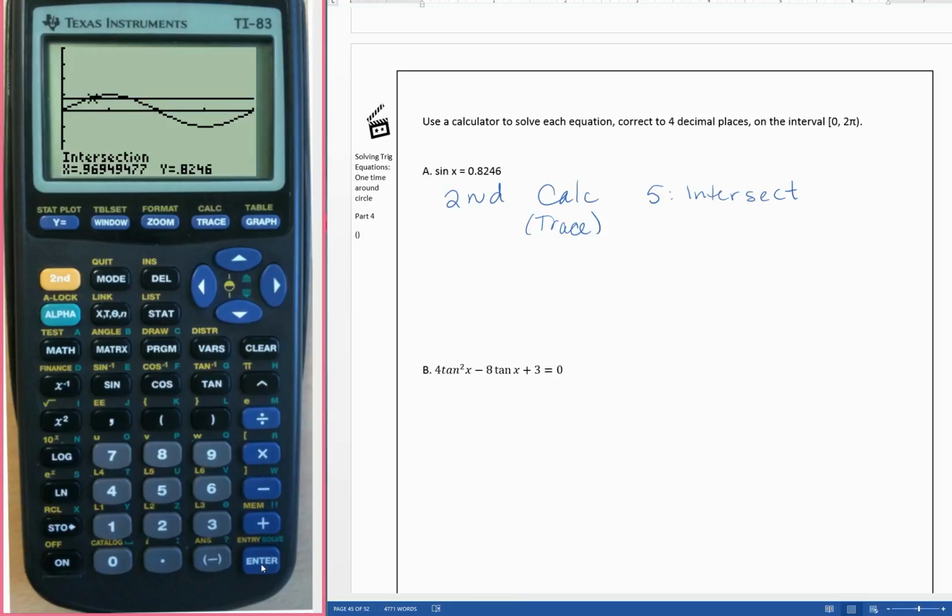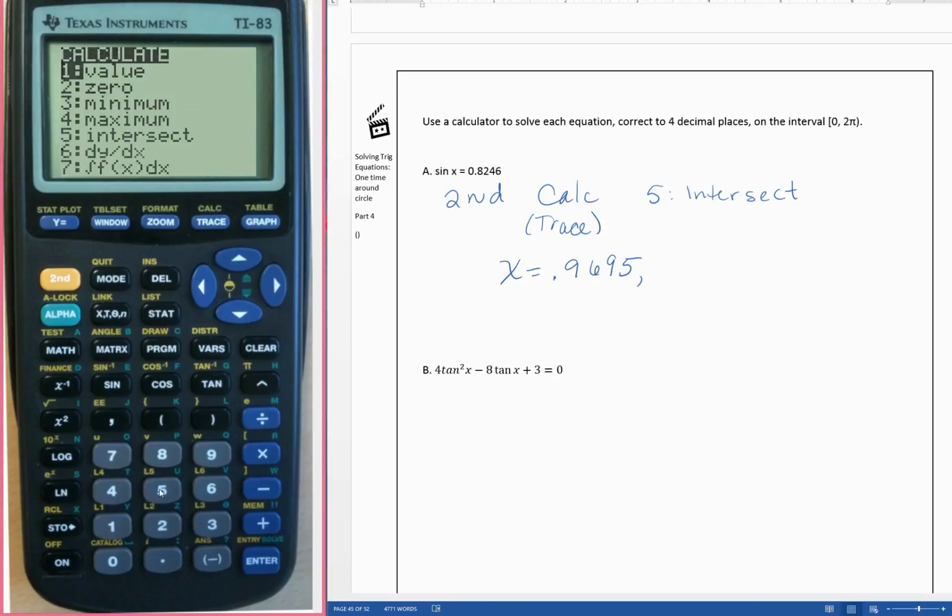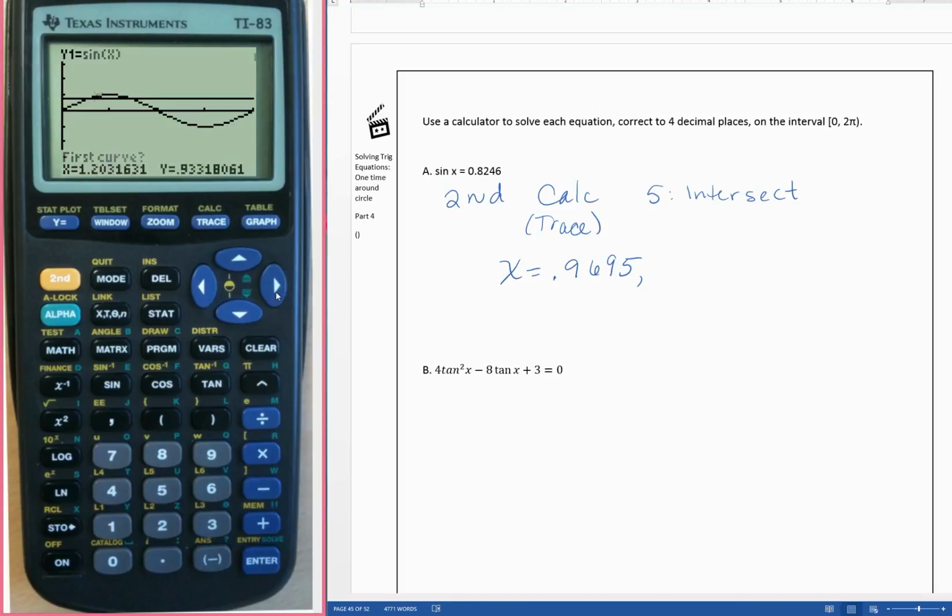Okay, and we see we want our x value of an intersection. So we're going to say x equals 0.9695 if we round to 4 decimal places. And then we're going to do it again for this one. So now we'll just move our cursor over to the right, close to that intersection. So we've got 2.1721. Okay, so those are our 2 solutions.